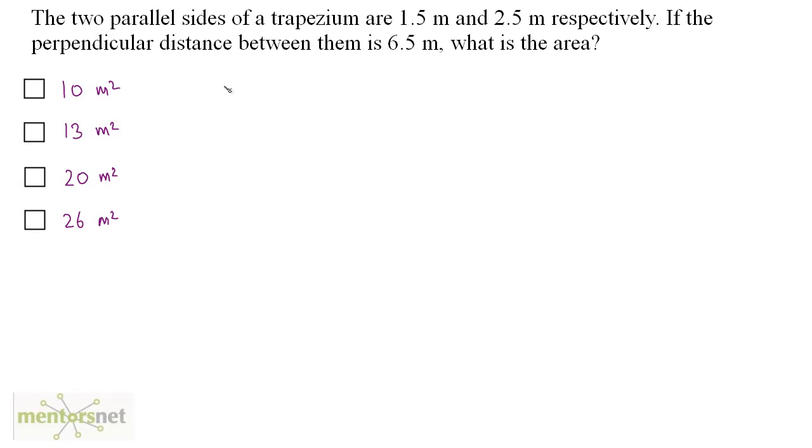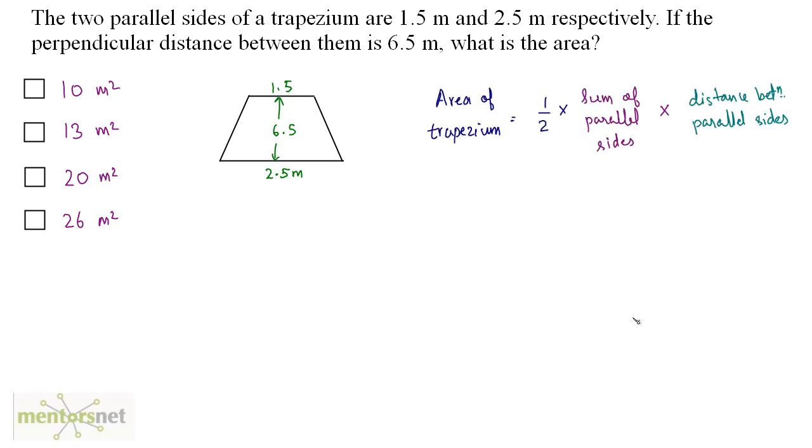The two parallel sides of a trapezium are 1.5 meters and 2.5 meters respectively. If the perpendicular distance between them is 6.5 meters, what is the area of this trapezium? So one parallel side is 1.5 meters and the other parallel side is 2.5 meters. And you have been given the distance between these two parallel sides, that's 6.5 meters. Now what is the area of a trapezium? Half into the sum of parallel sides into the distance between those parallel sides.